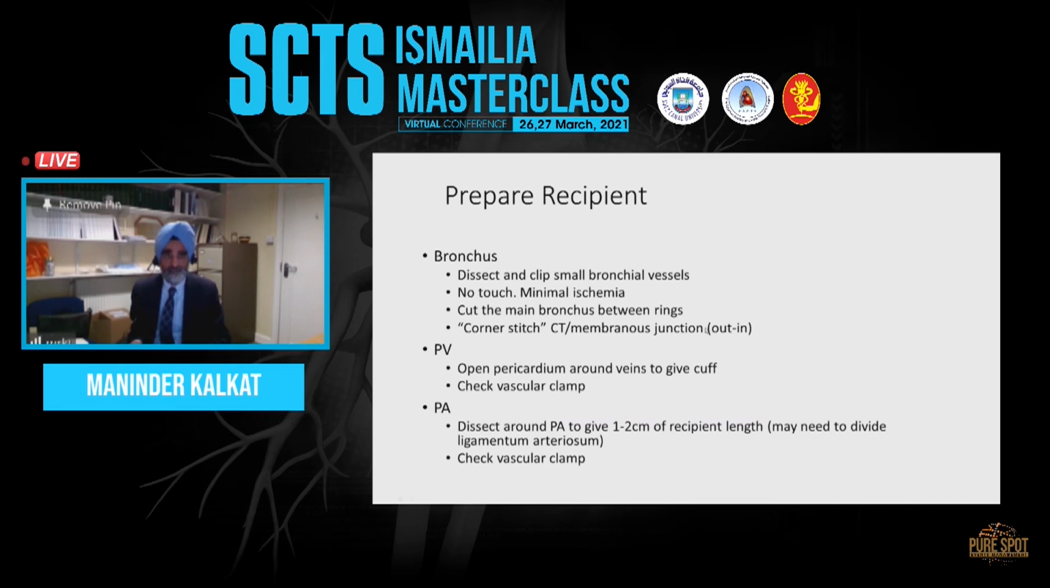As I said, minimum dissection, clip blood vessels, no touch technique, minimal ischemia. And then the bronchus is cut between the rings, and then you just put a stitch and wait for the donor organ to be put in. Spend some time here, which I'll emphasize: when you are creating a cuff of the pulmonary veins, make sure you go nicely around the pericardium and you open it all around.